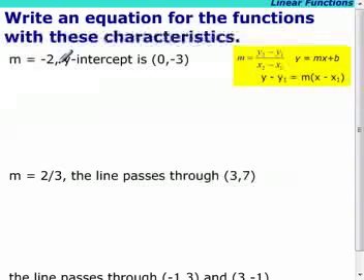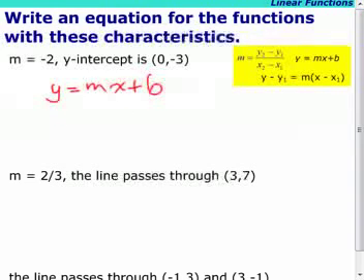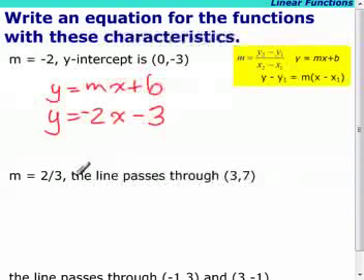Okay, they tell me what the slope is, they tell me what the y-intercept is. Well, my formula is y equals mx plus b. I could simply plug numbers in there. The slope is -2, and the y-intercept is -3. Done. Here's another one. The slope is 2/3.